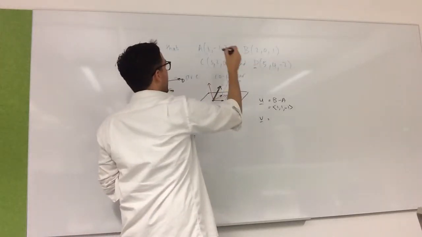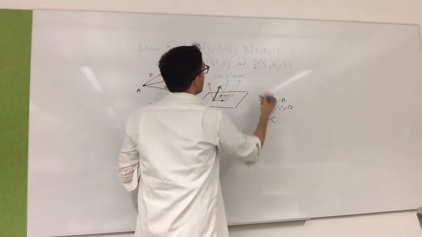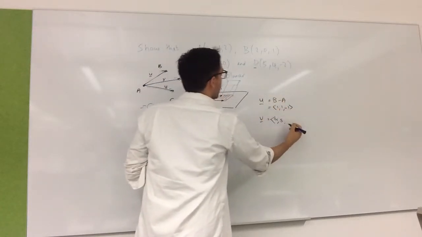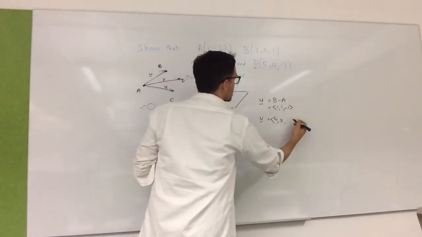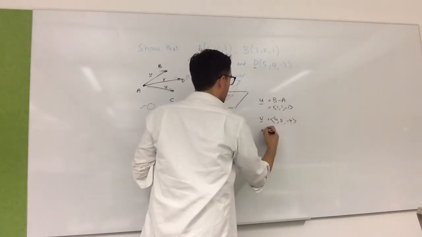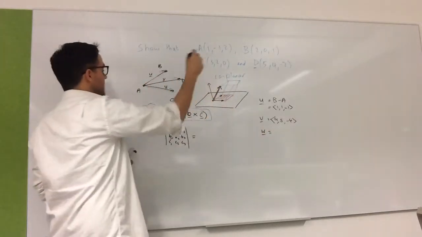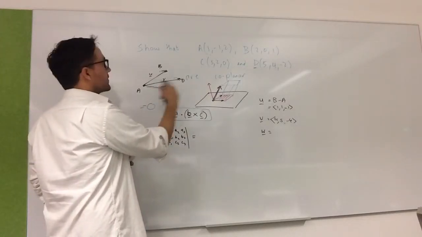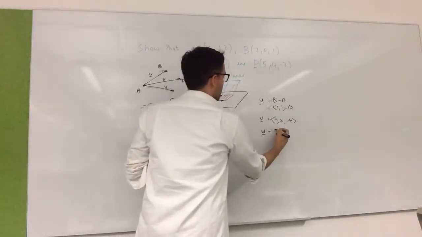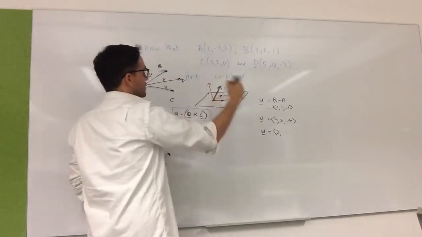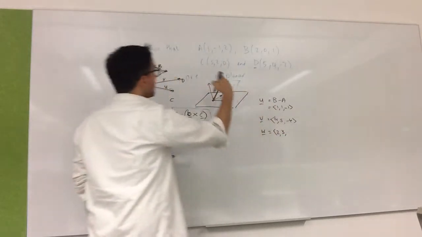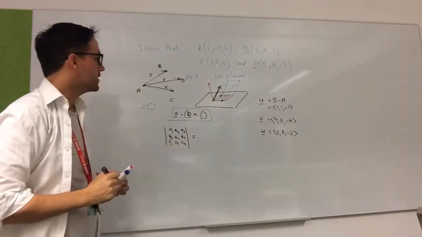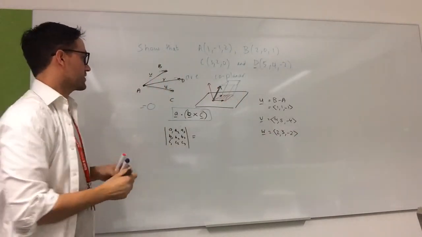V, I'm going to do as D minus A. So 5 minus 1 is 4, 4 minus -1 is 5, -2 minus 2 is -4. And W, I'm going to do as C minus A. So 3 minus 1 is 2, 2 minus -1 is 3, 0 minus 2 is -2. So we have this, and now we just take the cross product of these.